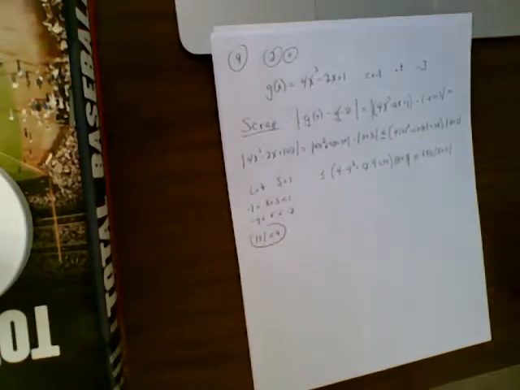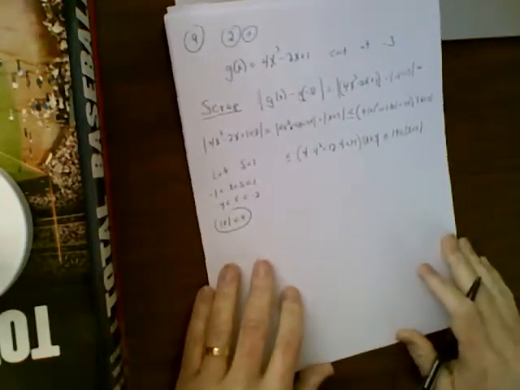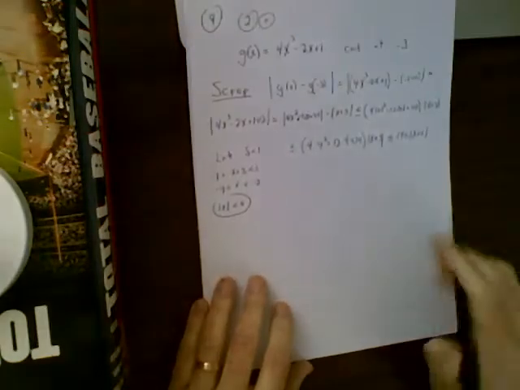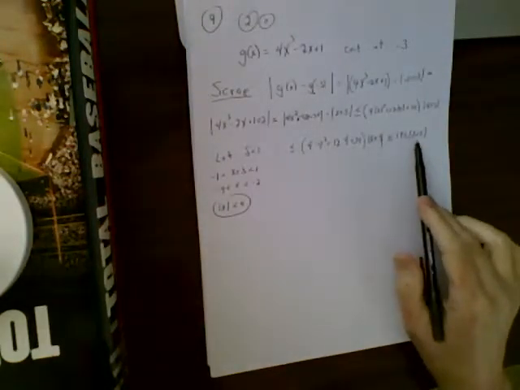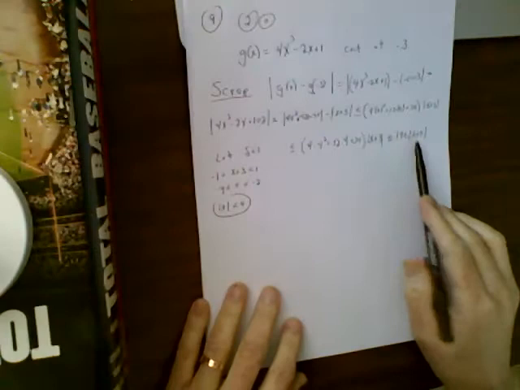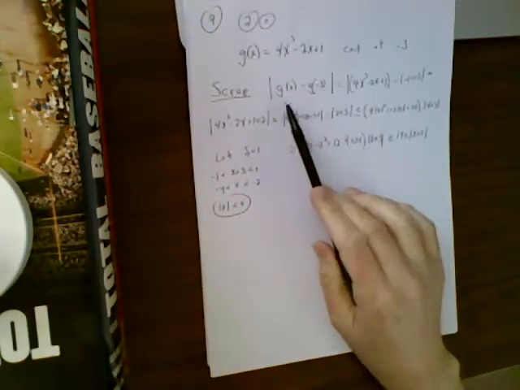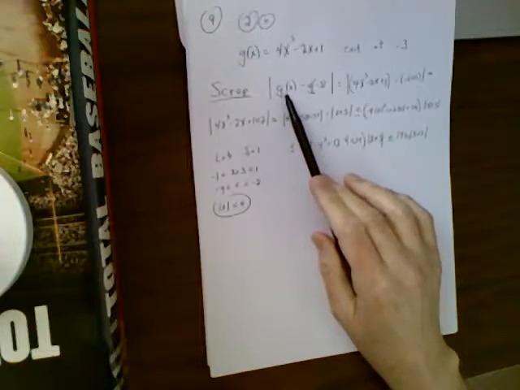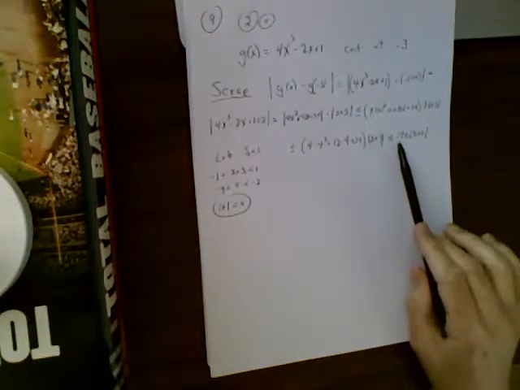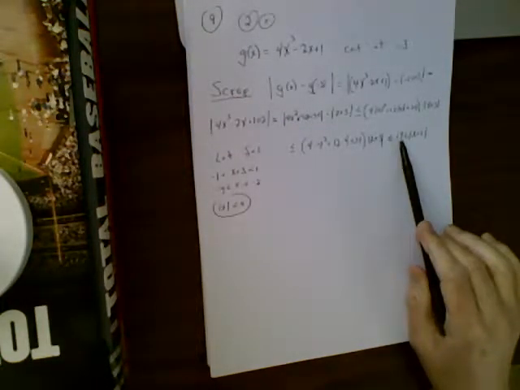So let's see what's really going on here. What's really going on here is this measures how far x is away from negative 3. This measures how far the function is from g of negative 3. And this is saying the function wanders at most 146 times as much as the variable moves.